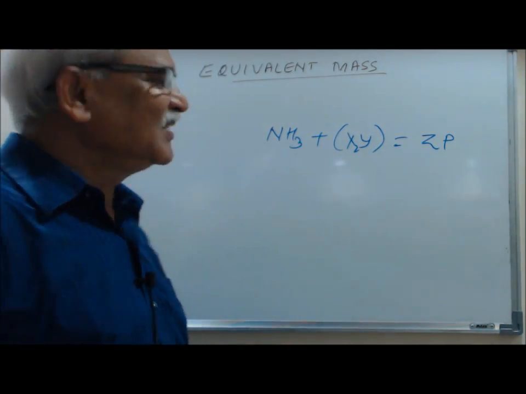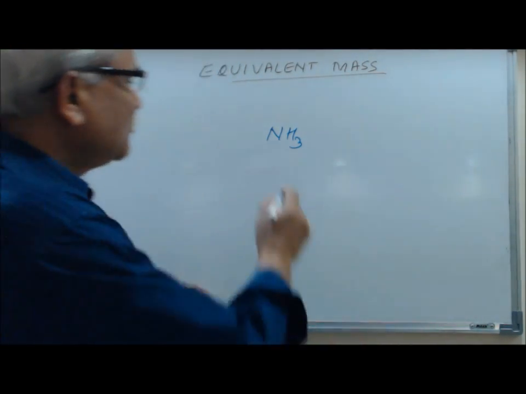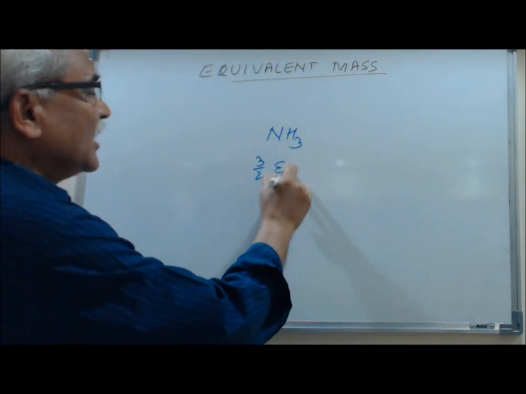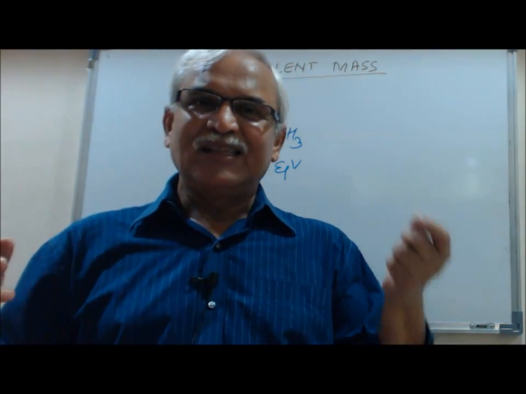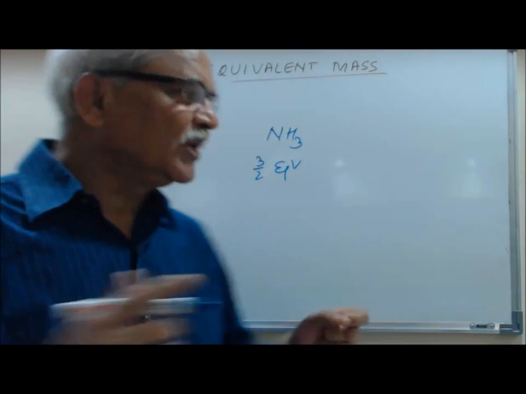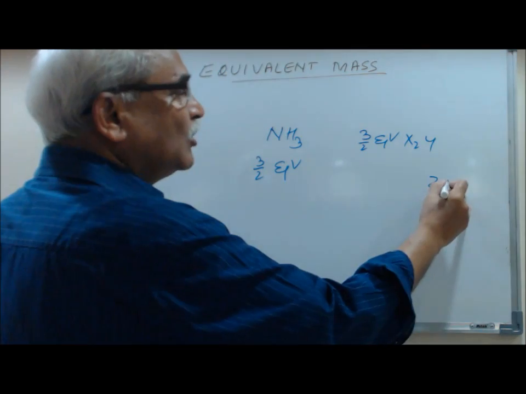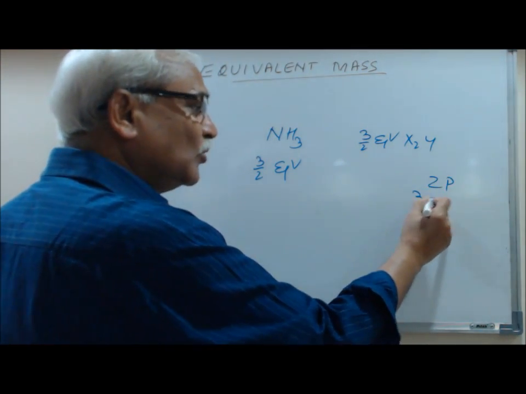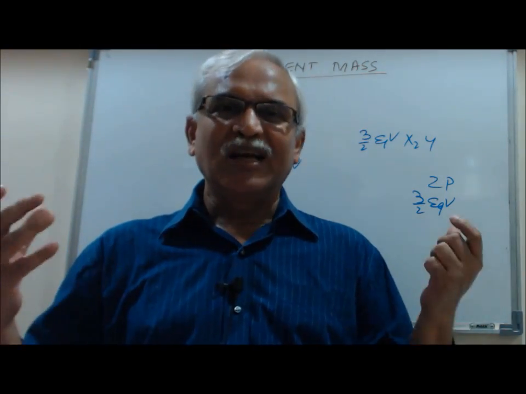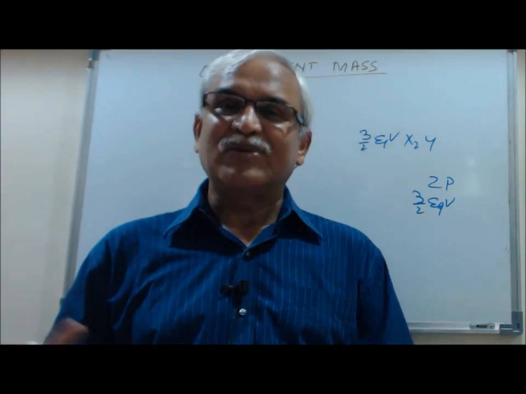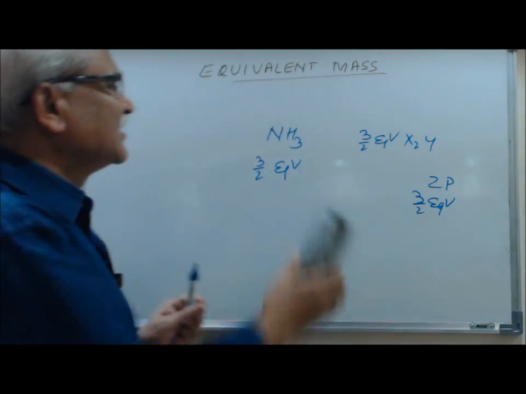One thing we are sure of: if I know how much ammonia we have taken, suppose we have taken 3/2 equivalents of ammonia, I have enough information. You can predict what I am going to say. 3/2 equivalents of ammonia has to react with 3/2 equivalents of say X2Y, and the amount of Zp produced also will be 3/2 equivalents only. Have I reasserted the power of the concept called equivalent mass? Perhaps yes. So let's define that quantity called equivalent mass.